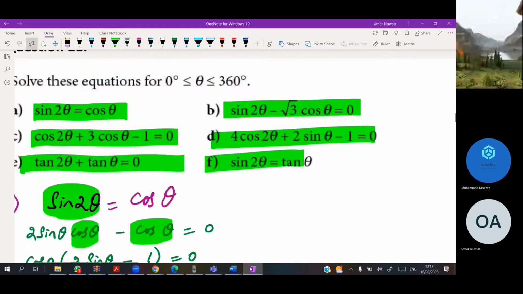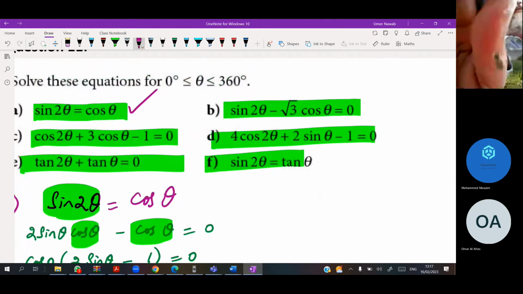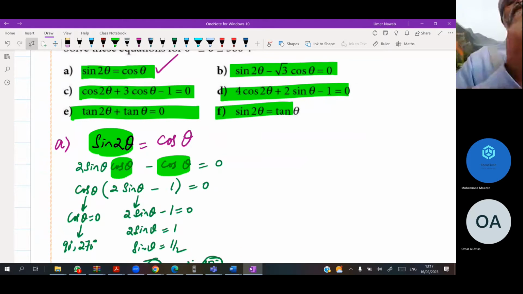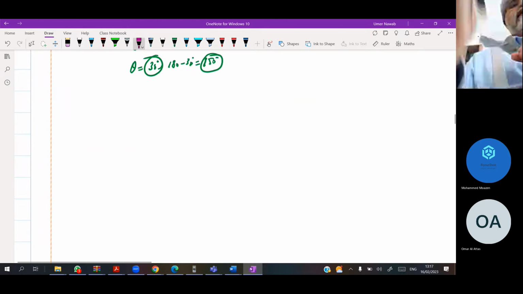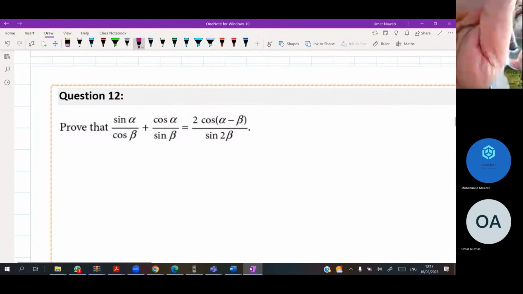So I'm done with this one. In the same way, inshallah, I will send you the solutions for B, C, D, E, and F. In this way, we can pace up our work.